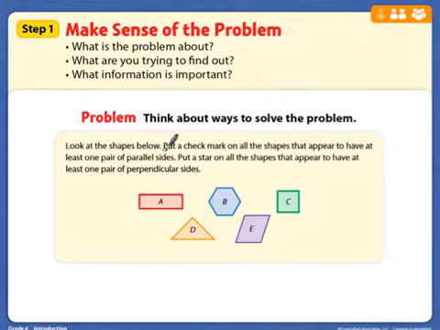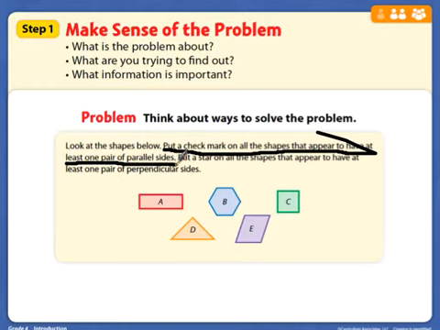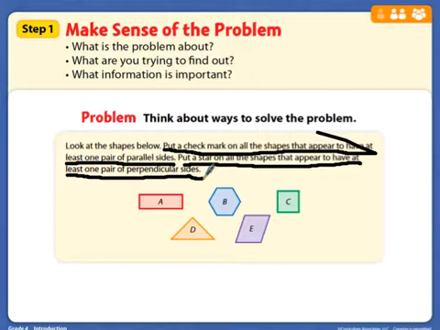So our instructions are to put a check mark on all the shapes that appear to have at least one pair of parallel sides and to put a star on all the shapes that appear to have at least one pair of perpendicular sides. All right, let's read our problem one more time.